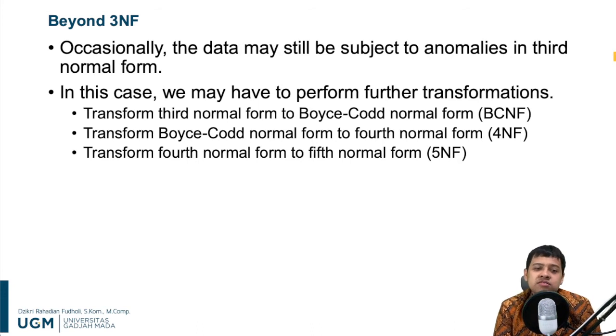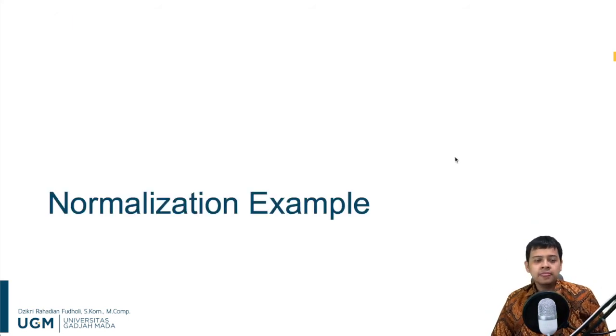So what is beyond 3NF? Is there anything more after 3NF? Yes. There's still a possibility of anomalies even though it's in third normal form. In this case, we may perform further transformation. We also have the Boyce-Codd normal form, or BCNF, and also 4NF and even 5NF, the fifth normal form. But in this video, we're just going to see up to 3NF.